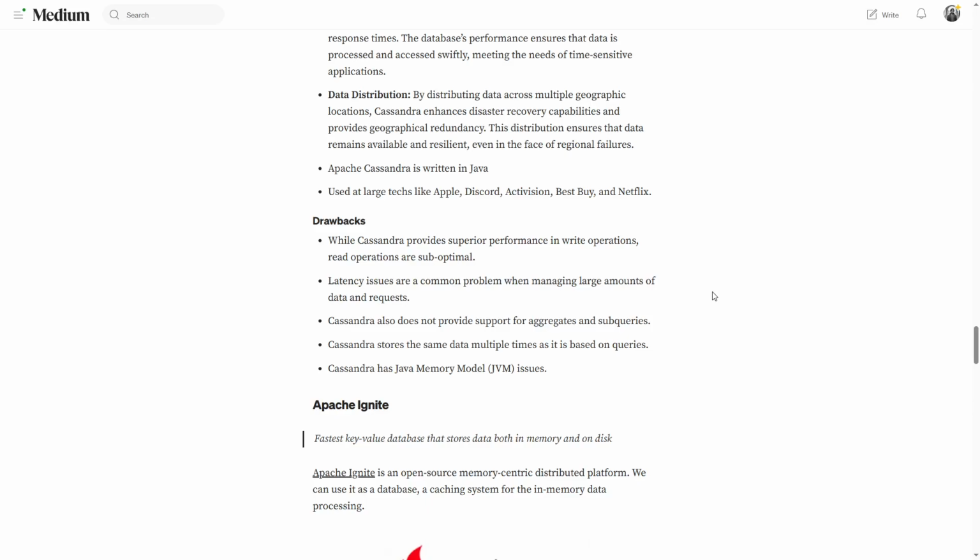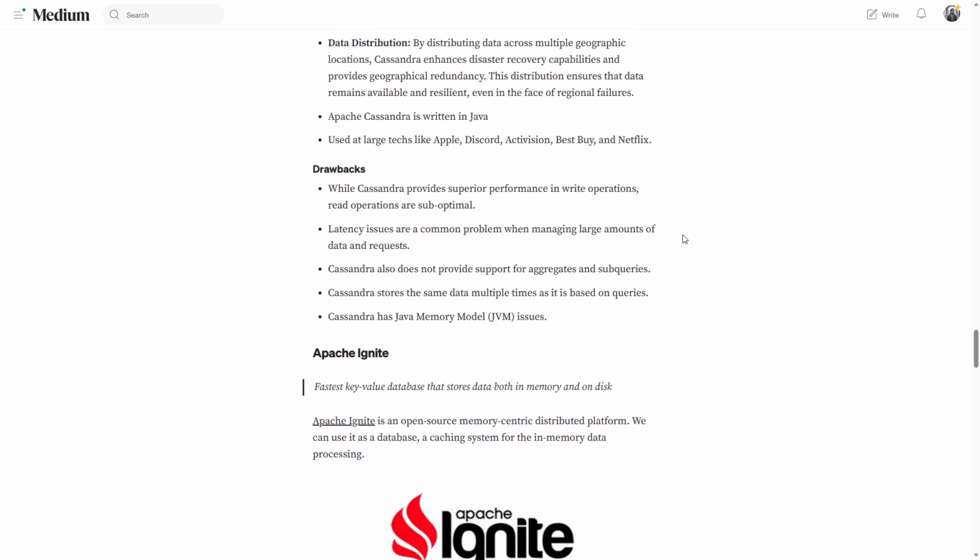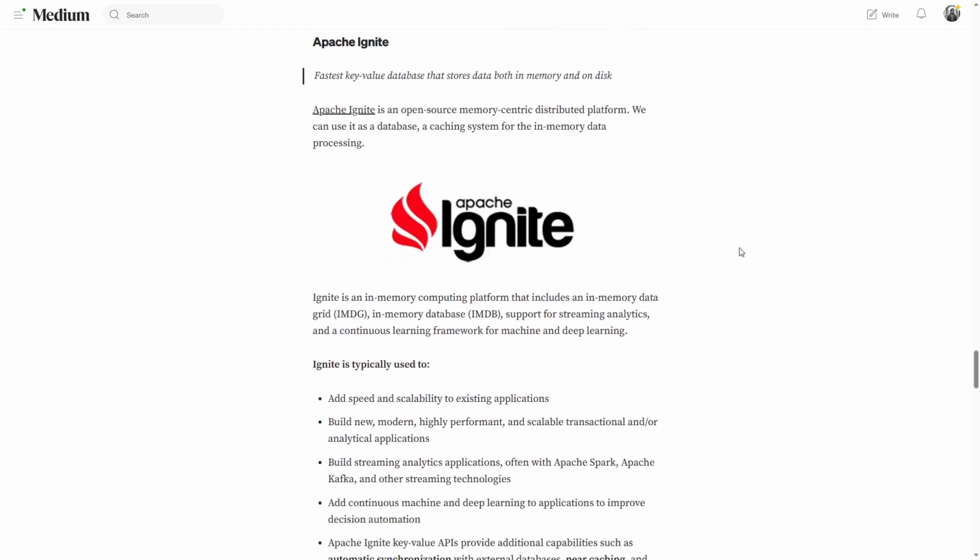So that becomes a challenge. In a sense, it is a drawback of Cassandra when being used as a key value store. We have another key value store, which is Ignite, an Apache project which is being developed as of now as well.